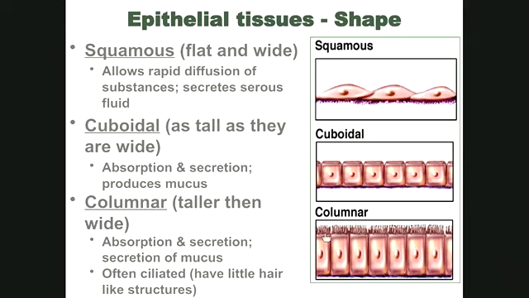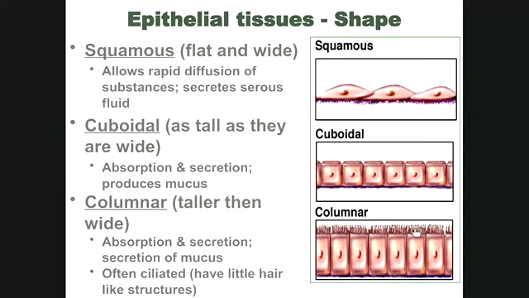And the last one is called columnar. They are taller than wide, and they can do absorption and secretion. They can secrete mucus, and most of the time they are ciliated. They contain hair-like projections on their apical border.